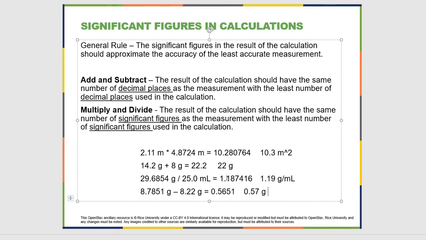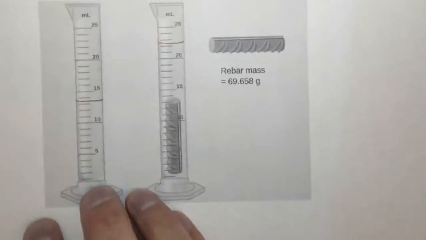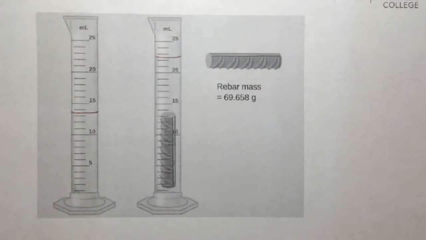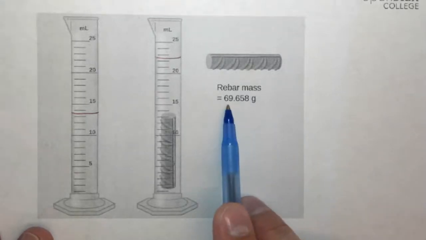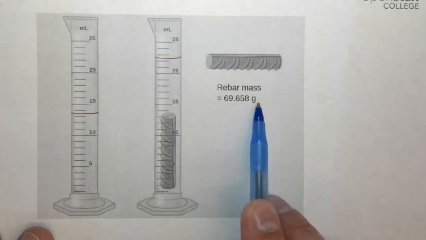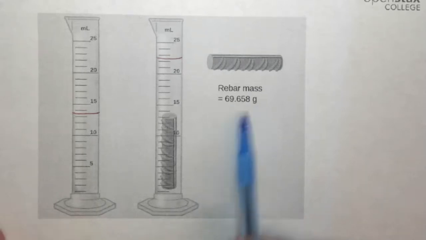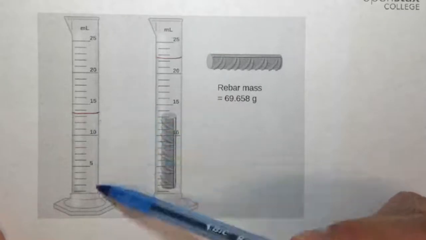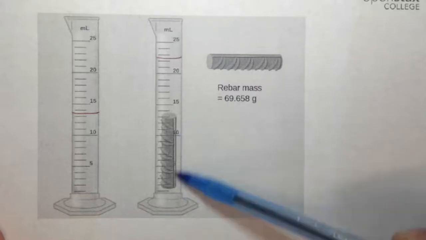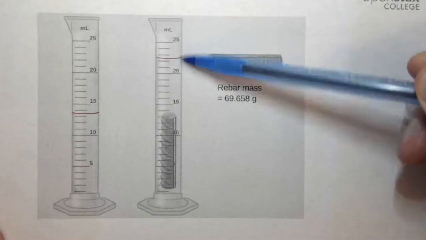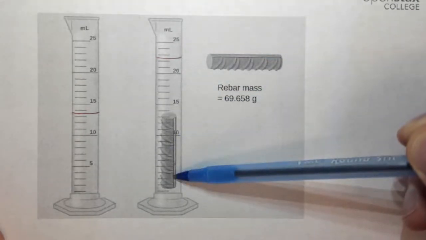As an example, I would like to go through a problem where we determine the density of this piece of rebar. So basically, for this piece of rebar, we put it on a 3 decimal place balance, and we found that its mass was 69.658 grams. And then we had this much water in a graduated cylinder. We dropped the piece of rebar into the graduated cylinder, and the water went up. So essentially, we want to find the volume of this piece of rebar by displacement.